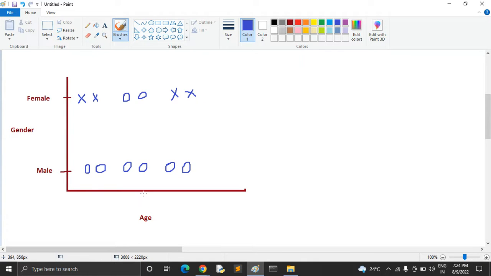Let us also give some numbers for age as well. So let's say we have age 0, age 20, age 40, age 60. So at an interval of 20 I have created some age ranges.